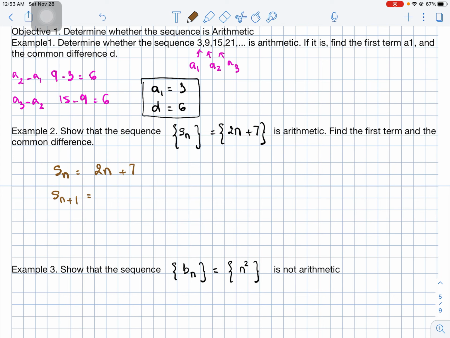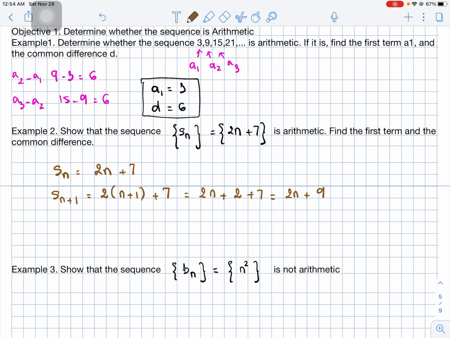This means that you will plug n plus 1 into the function or the sequence. So you have 2 times n plus 1, plus 7. So you got 2n plus 2 plus 7, and it's equal to 2n plus 9.